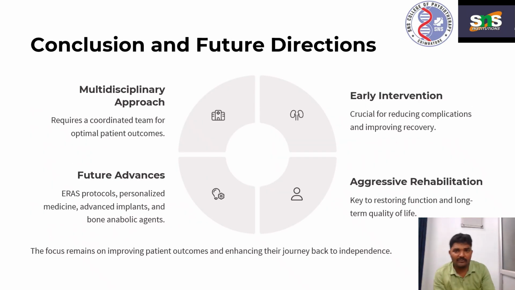Then conclusion and future directions. A multidisciplinary approach requires a coordinated team for optimal patient outcomes. Early intervention is crucial for reducing complications and improving recovery. Future advances include personalized medicine, advanced implants, and bone anabolic agents. Aggressive rehabilitation is key to restoring function and long-term quality of life. The focus remains on improving patient outcomes, enhancing their journey back to independence.